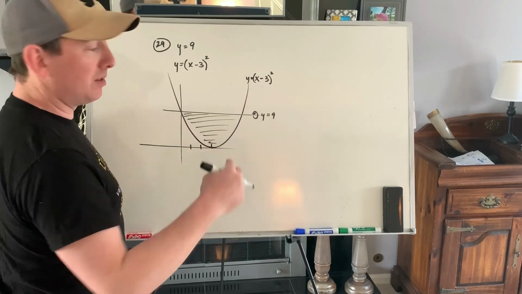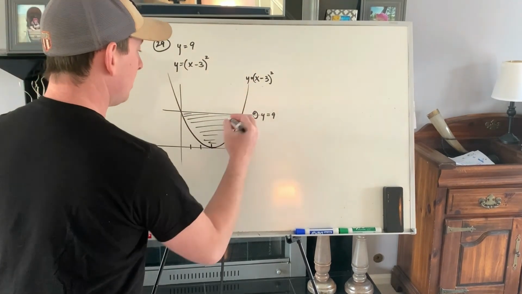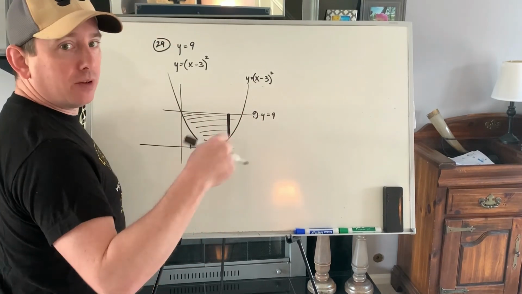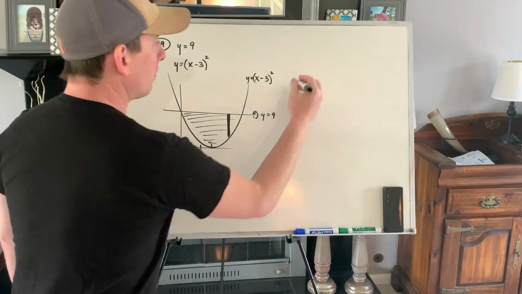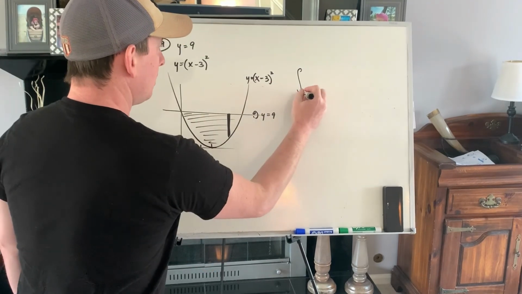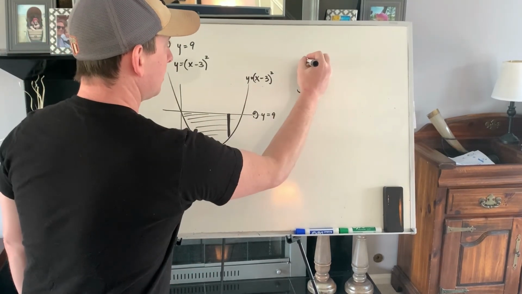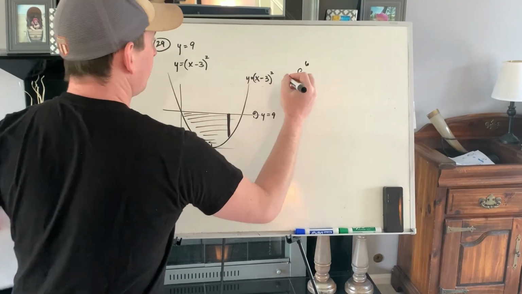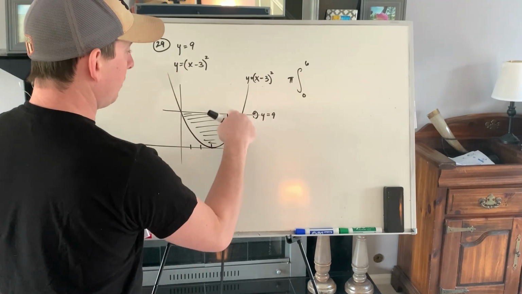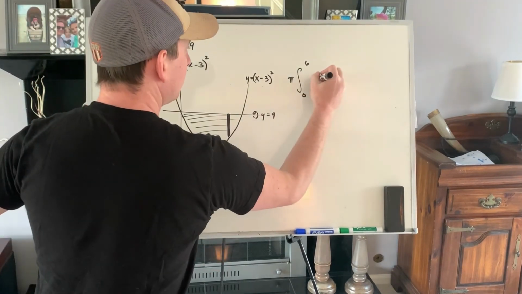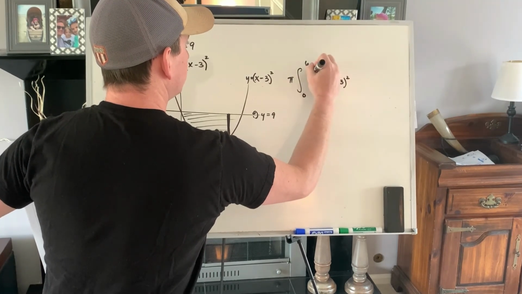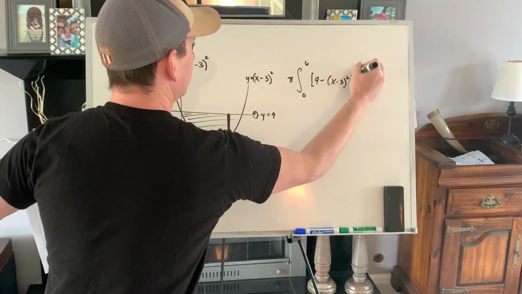So we only need 1 radius. This is not going to make a washer. All of these sample rectangles are going to make full-on discs, no holes in the center, so you just need 1 radius. So it looks like we're going to integrate from 0 over to 6. And we just need pi r squared. The radius is going to be 9 minus the function, squared.